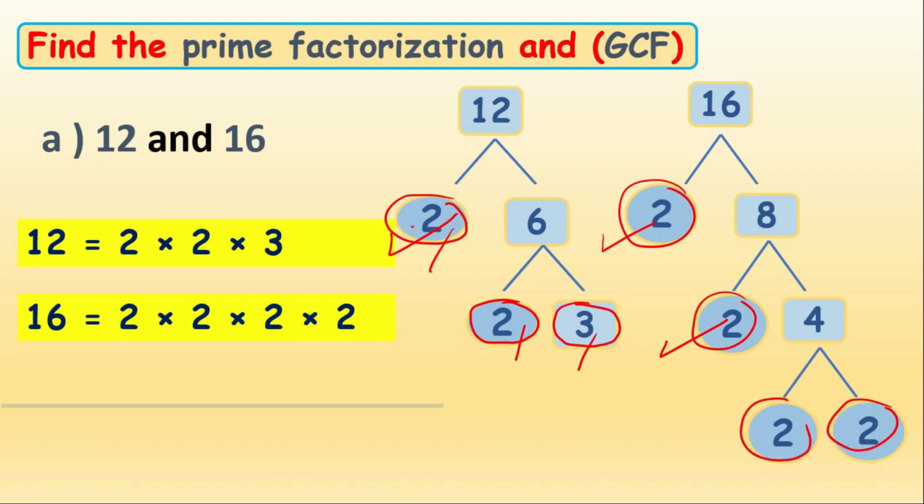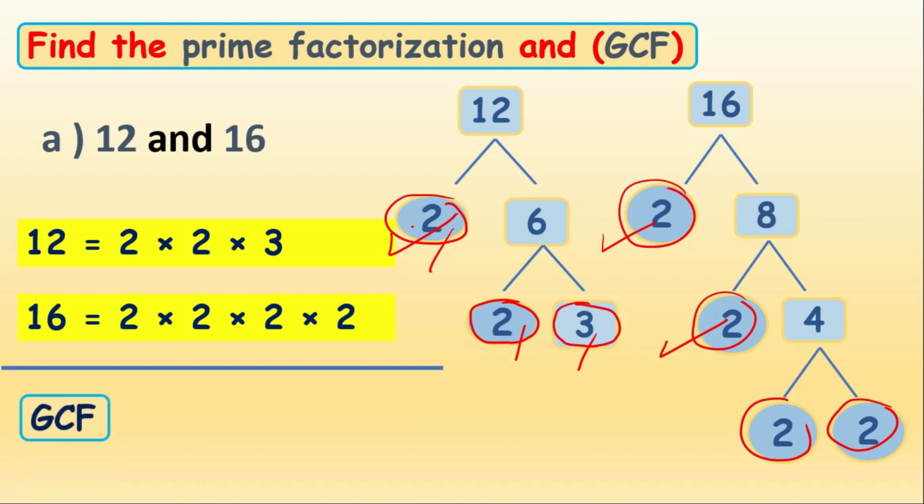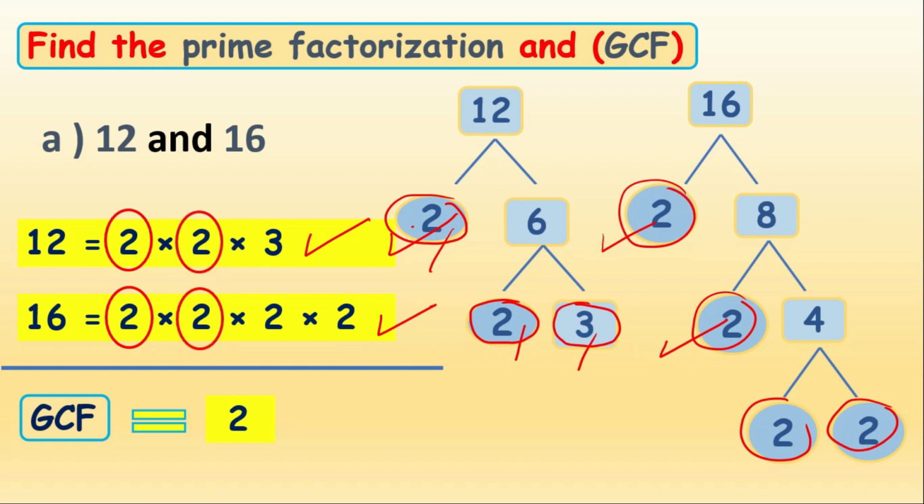Got it? Now let's find the greatest common factor. Let's see which numbers are repeated up and down in the prime factors of 12 and 16. Which number is repeated? Number 2 is repeated up and down, so write 2. Which number is repeated again? 2 is repeated, so times 2. Do you find any other numbers repeated up and down? No, that's it. So the GCF is 2 times 2 equals 4.